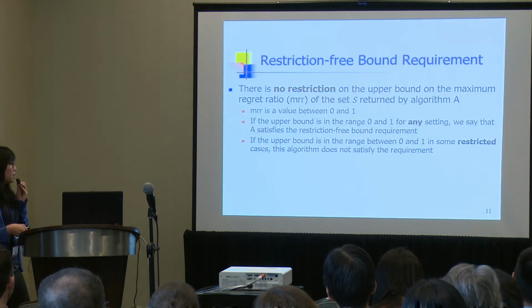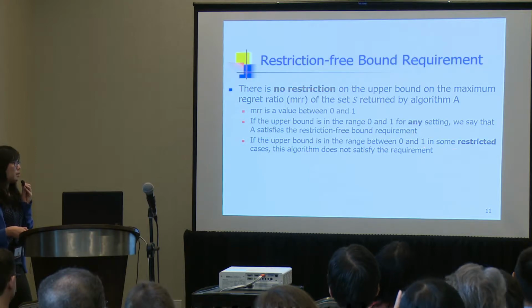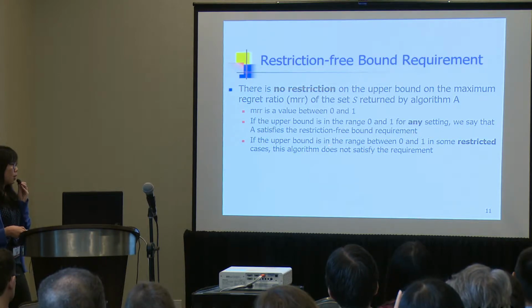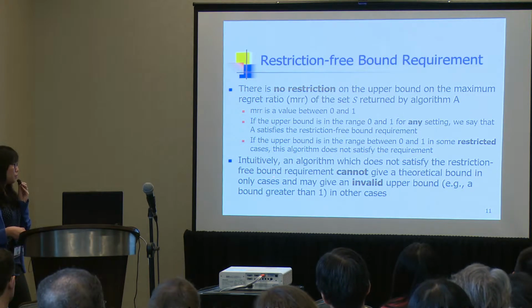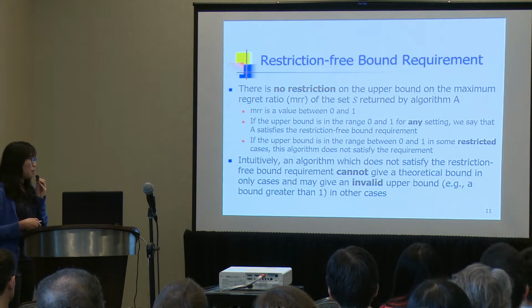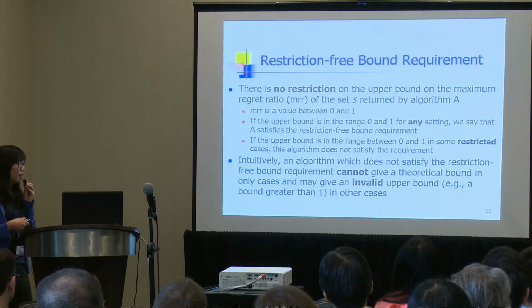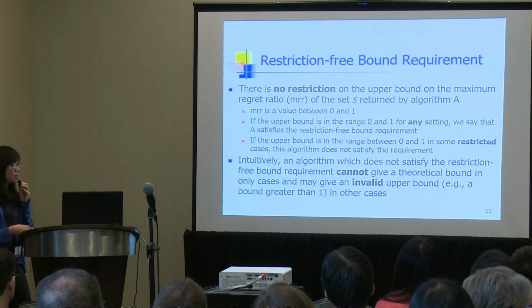Otherwise, if the upper bound is in the range between 0 and 1 only in some restricted cases, this algorithm cannot satisfy this requirement. Intuitively, an algorithm which does not satisfy the restriction-free bound requirement cannot give a theoretical upper bound in some cases and might give an invalid upper bound. For example, a bound greater than 1 is meaningless in some other cases.